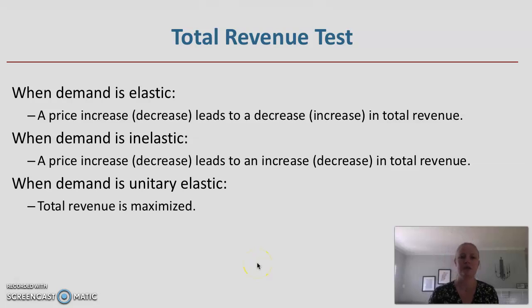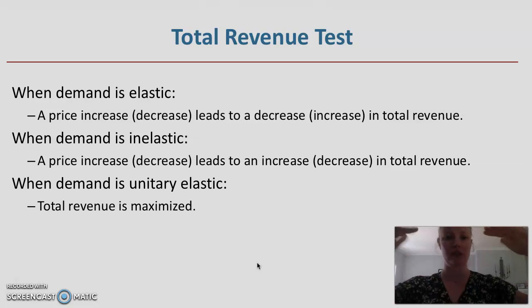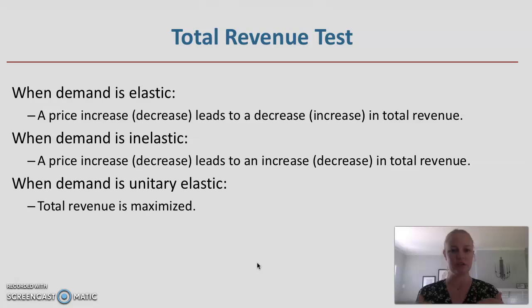So here's the total revenue. It says test, it's supposed to say rule. Well, actually, I think your book calls it a test. I call it a rule. When demand is elastic, if you increase the price, it leads to a decrease in total revenue. When demand is inelastic, if you increase the price, it leads to an increase in total revenue. And then when it's unit elastic, total revenue is actually maximized, or it doesn't change.